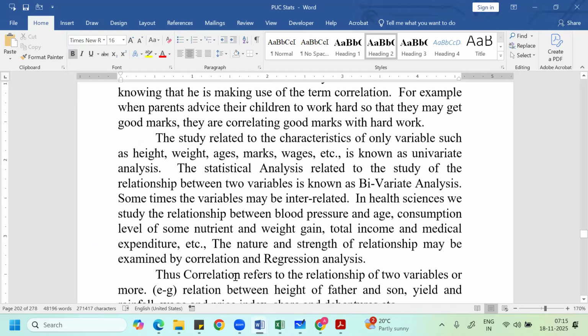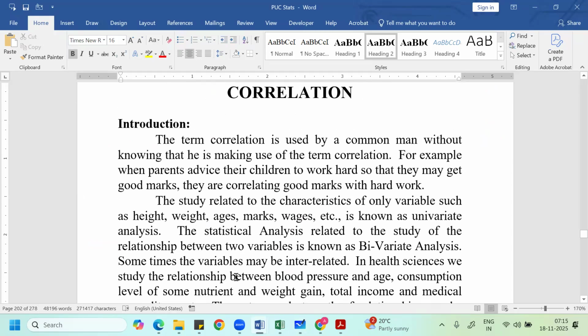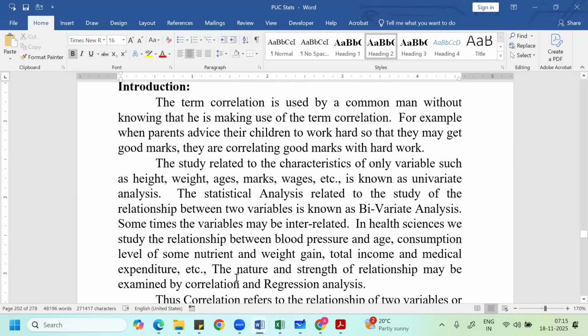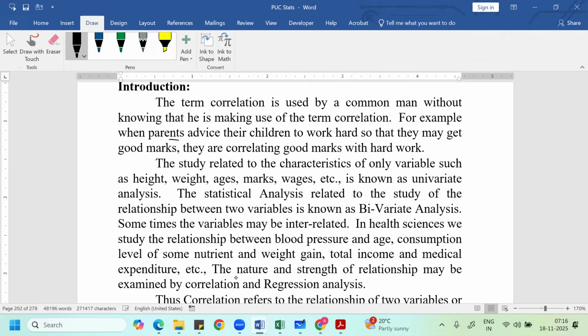Here you can read about correlation, and it is used by the common man without knowing that he is making use of the term correlation. For example, when parents advise their child to work hard so that they may get good marks, they are correlating good marks with hard work. So hard work and good marks are correlated variables.